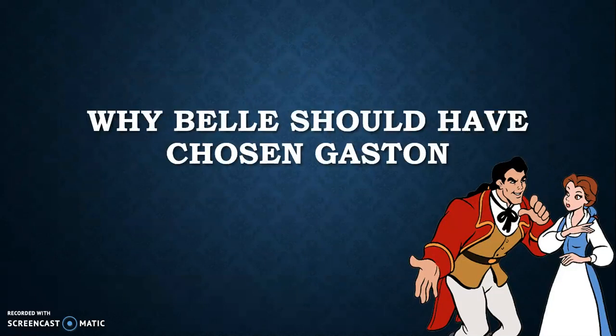That pretty much brings us to the end of the lecture. In class, I will show you this slideshow about why Belle should have chosen Gaston, and we'll have a little fun with that. The last thing that you need to do is work on your Venn diagram activity. Fill in the causes and effects as they pertain to either the French Revolution, the American Revolution, or both.